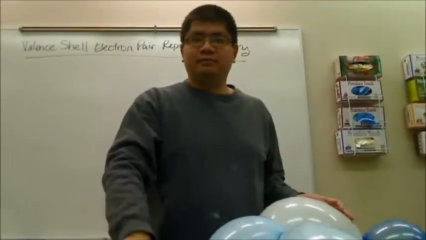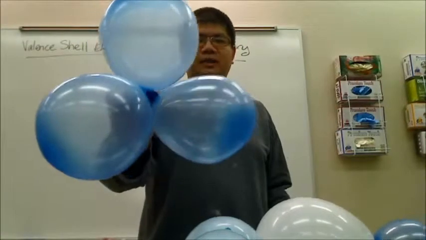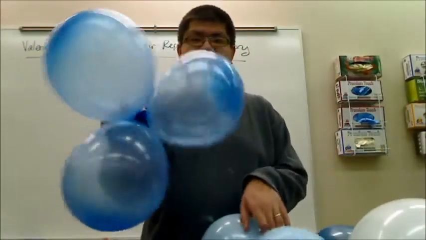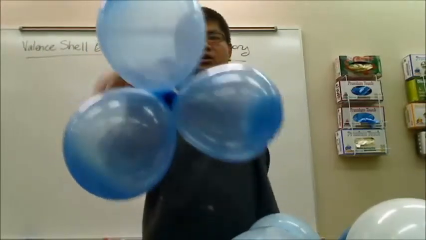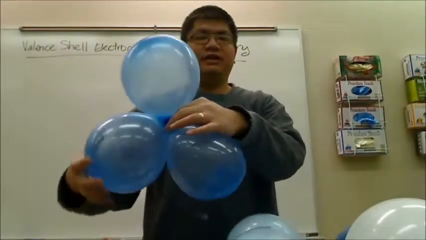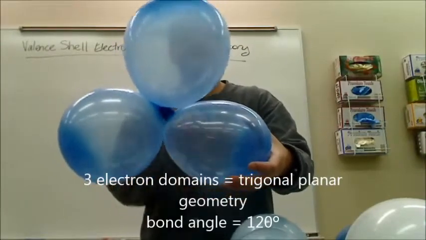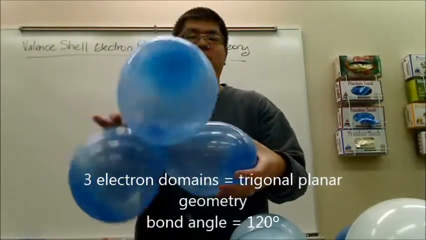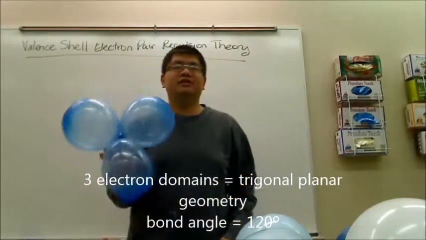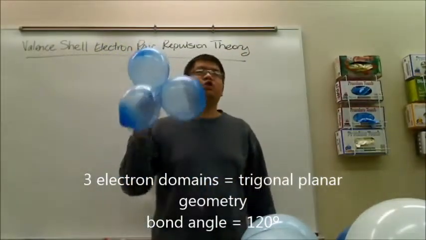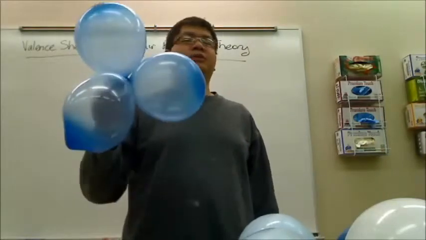What if we have 3? Here we have 3 electron domains, 3 balloons. You see that they're in a plane with each other, 1, 2, 3, kind of in a triangle, right? It's going to be 120 degrees between each of them, just by symmetry, approximately. So 120 degrees in the ideal case. We call this geometry the trigonal planar geometry.